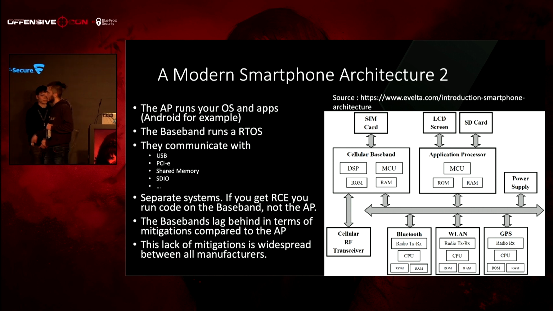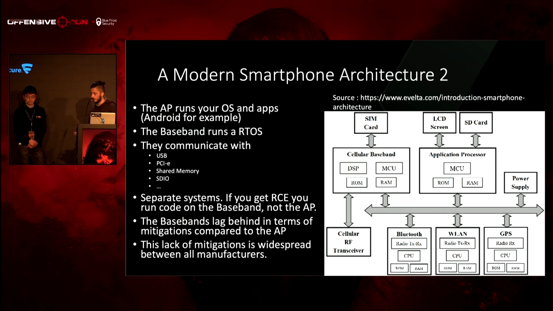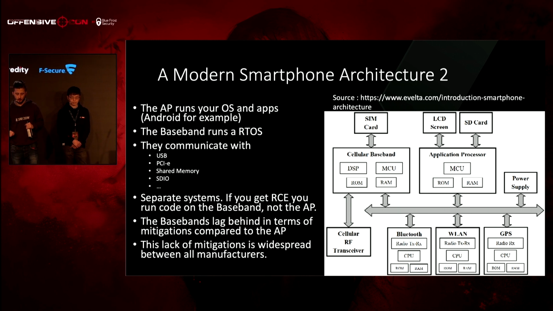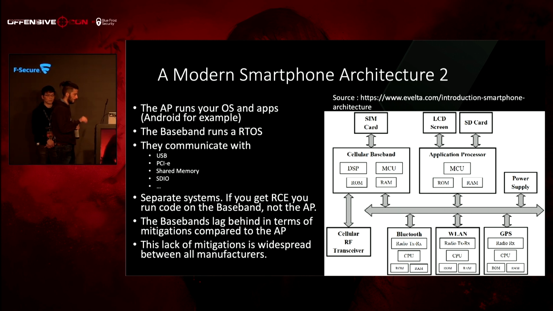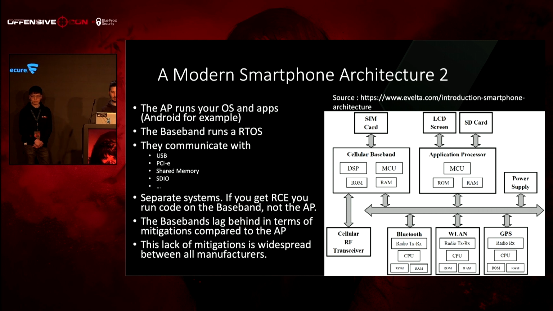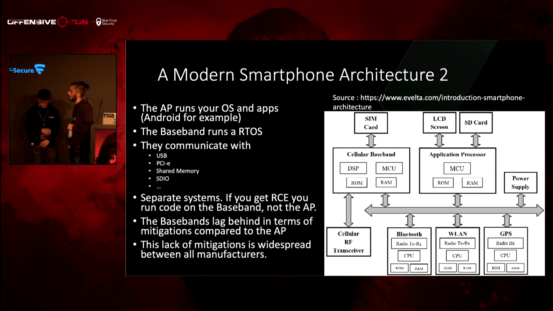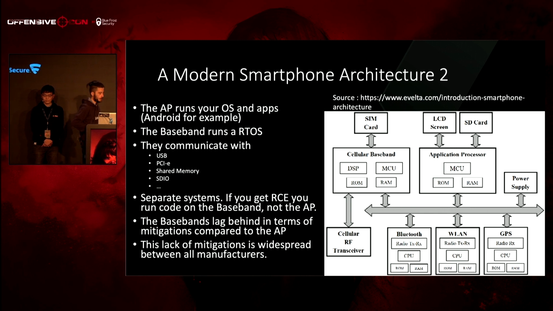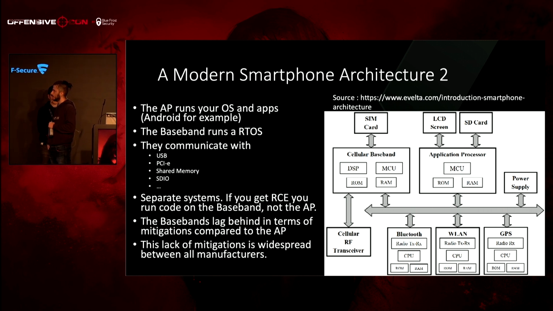So what I want to stress is that even if you get code execution inside the baseband, you cannot directly influence the application processor. So you still need another bug in order to escape the baseband, let's say, and execute code on the application processor. Still, from the baseband, you have limited capabilities, but still interesting, since you are in a position that you can collect call data, message data, and internet traffic.